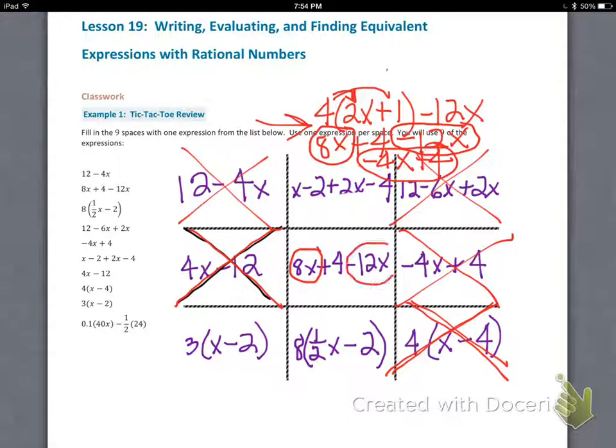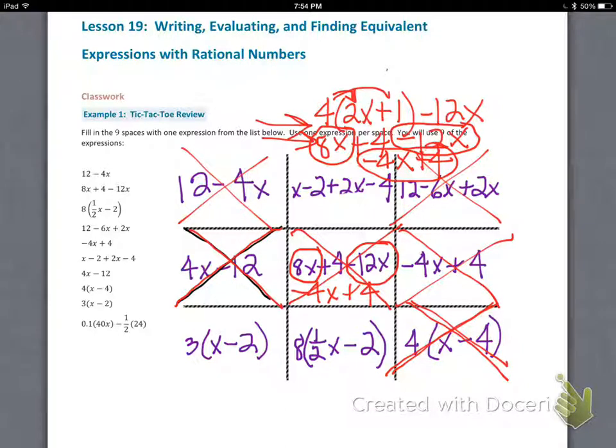That one would be right here, because you have 8x, and when we combine like terms you have a negative 12x, which looks a heck of a lot like this step right here, doesn't it? And that step is actually this one here, which is going to be negative 4x, and then plus 4. So this actually was the second step. So here we go, we have another tic-tac-toe. I'd like you to just complete the rest of the board and find equivalents.